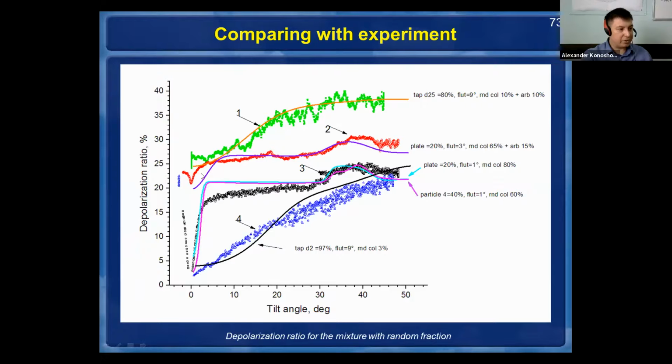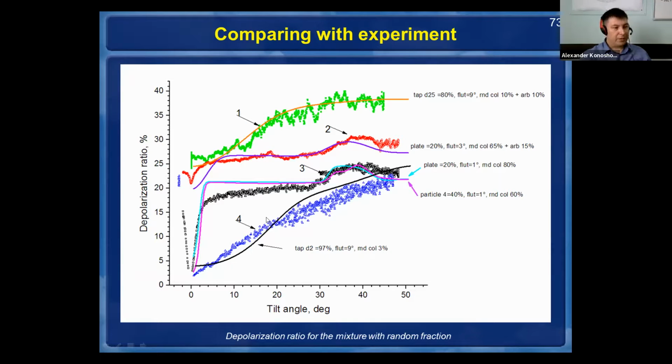we see the specular reflection here, but sometimes it doesn't go very well, but it's also suitable here, and we can evaluate the microphysical phenomena from this. So we can evaluate that this, for example, can be 20% of plates with flutter 3 degrees and randomly oriented columns and randomly oriented arbitrary particles with this proportion. Or here is just a particle with a very huge flutter or something.